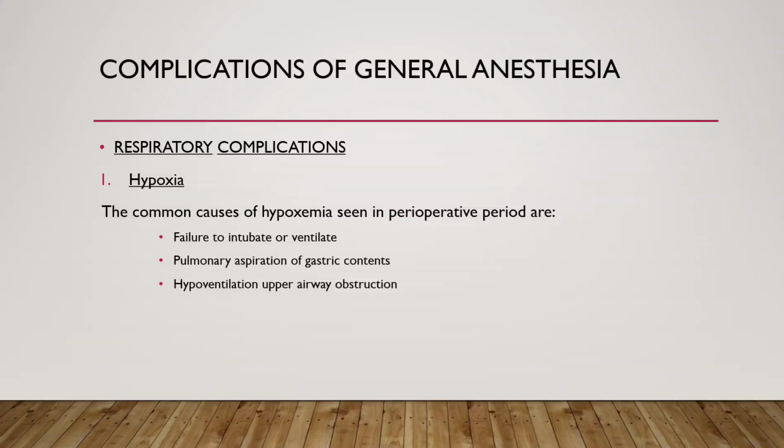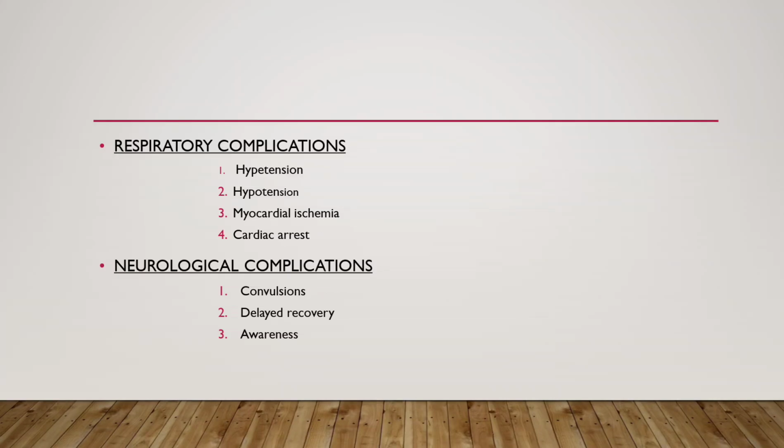The next one is hypoventilation. The usual cause of hypoventilation in the intraoperative period is inappropriate ventilatory setting or leaks in the machine and circuits, while in the postoperative period the usual cause of hypoventilation is the residual effect of anesthetic agents or muscle relaxants. Pain and splinting in thoracic and upper abdominal surgeries can cause significant hypoventilation.